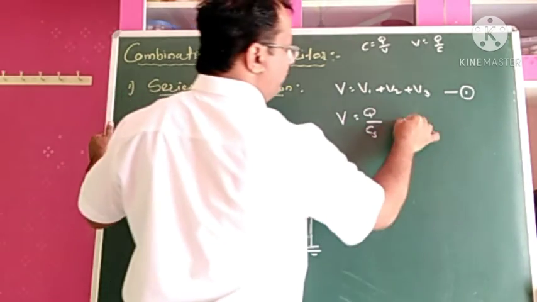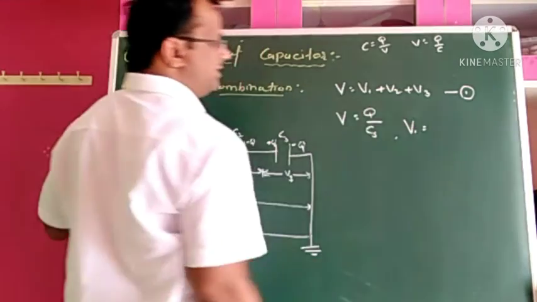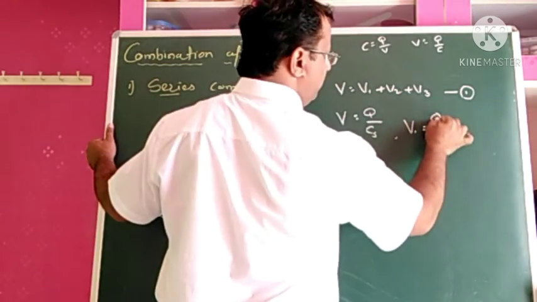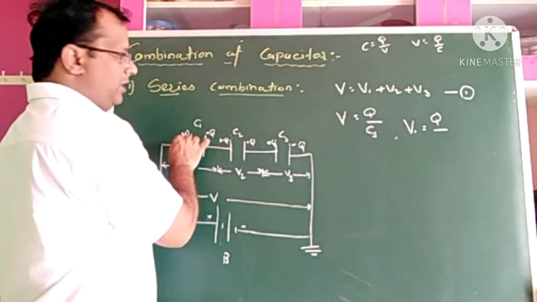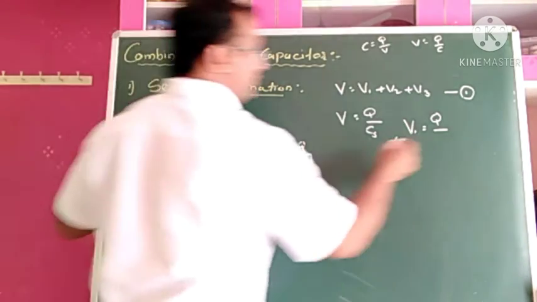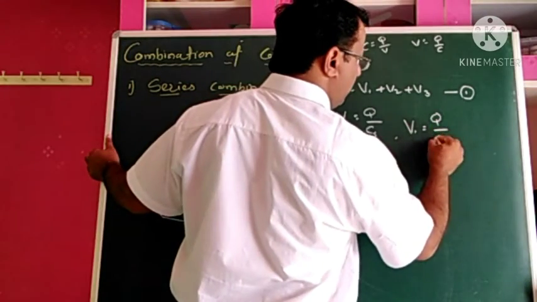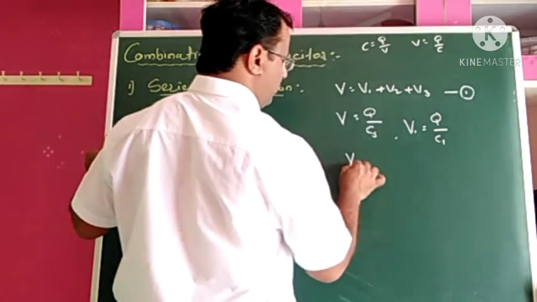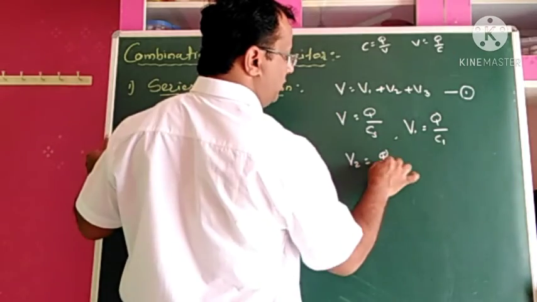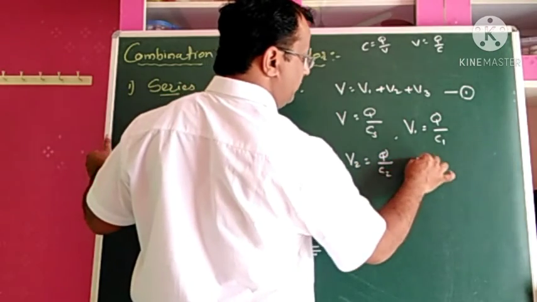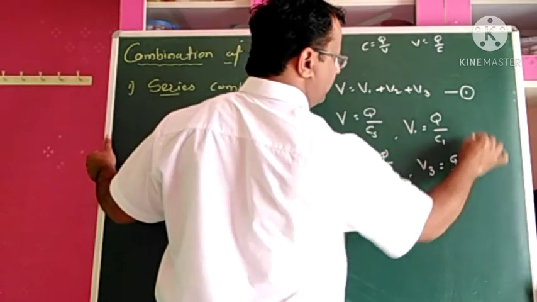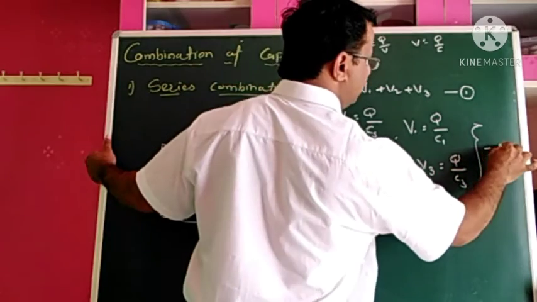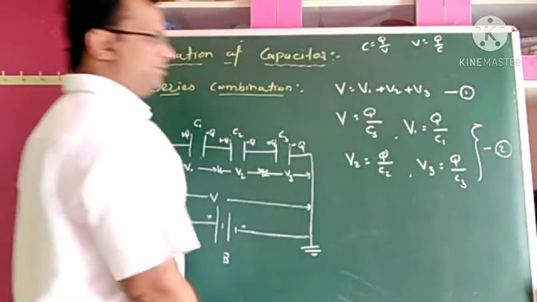Then the value of V1, using the same concept: the charge on the first capacitor is Q and its capacitance is C1, so V1 equals Q upon C1. For the second one, V2 equals Q upon C2. Similarly for the third one, V3 equals Q upon C3. Suppose all these terms are equation number 2.